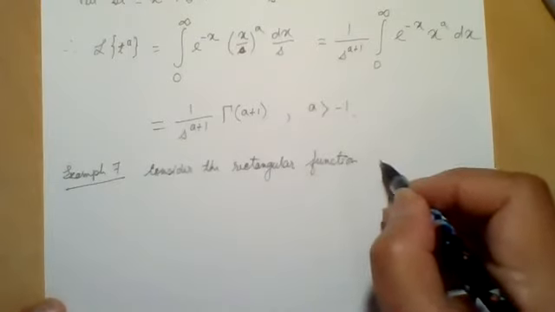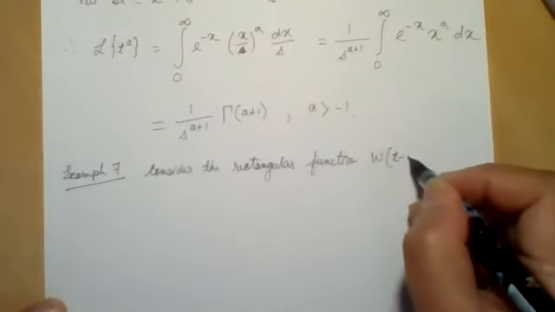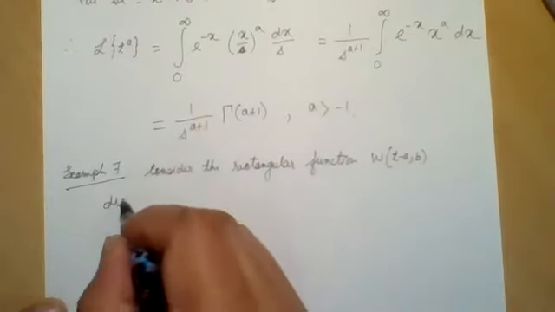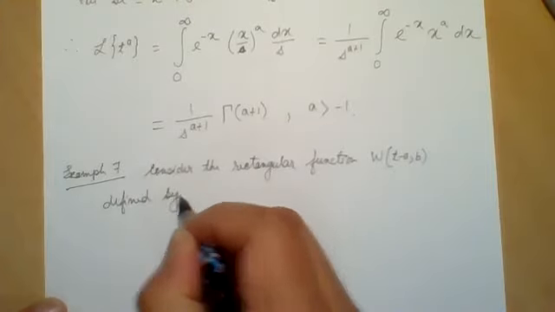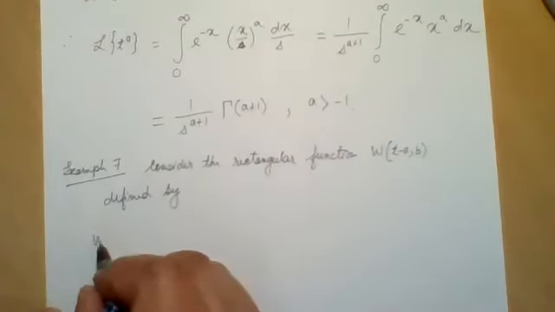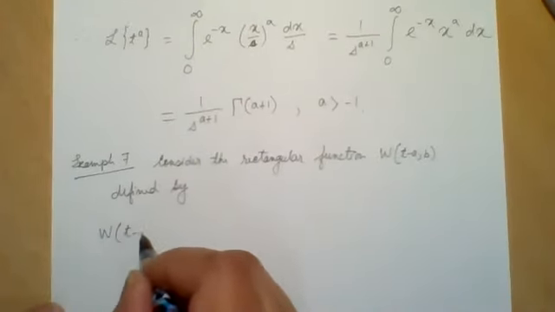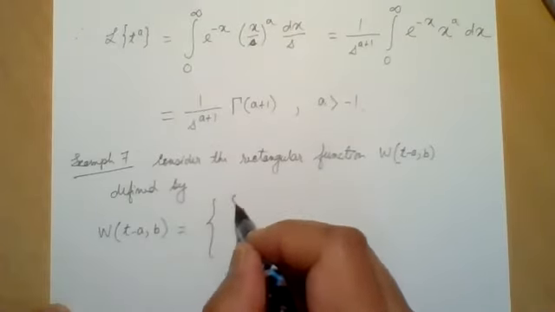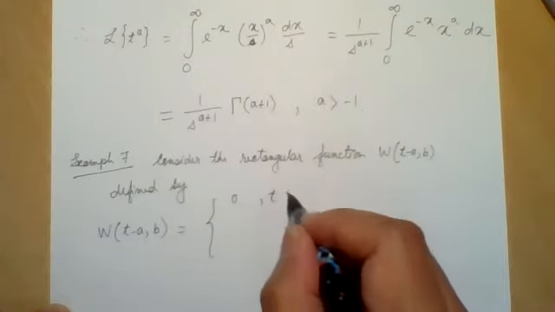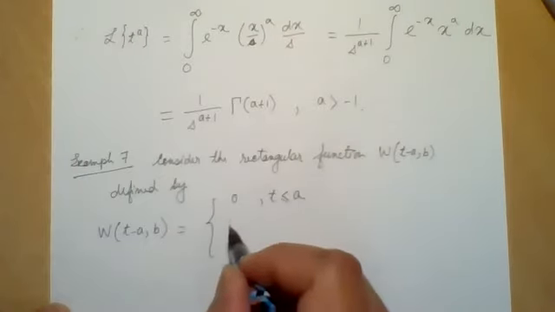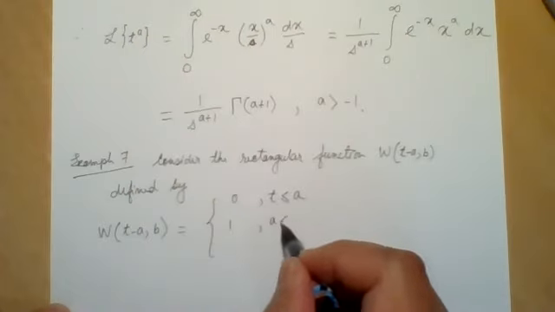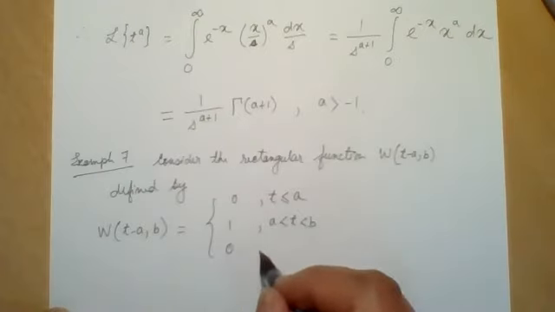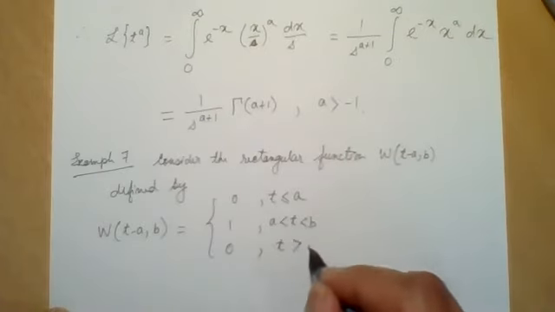Consider the rectangular function w(t − a, b) defined by: this is equal to 0 where t is less than or equal to a, and this is equal to 1 when t lies between a and b, and this is equal to 0 when t is greater than b.